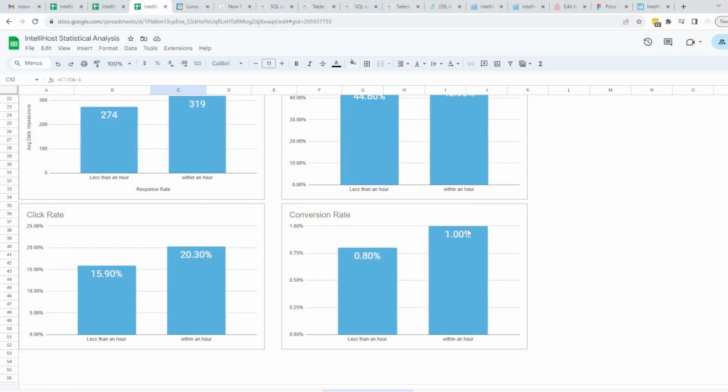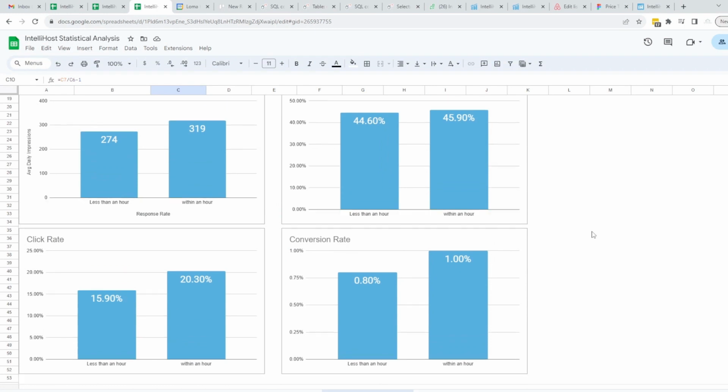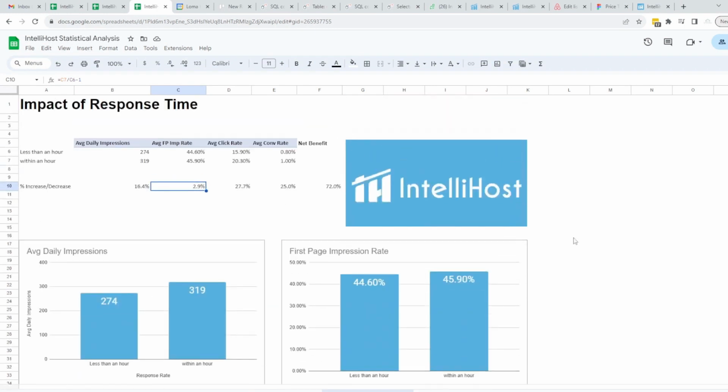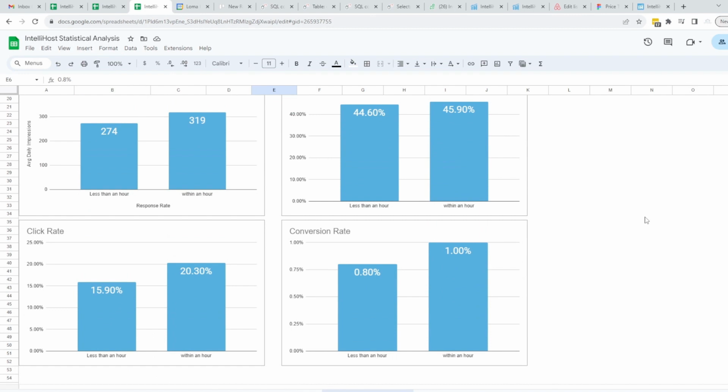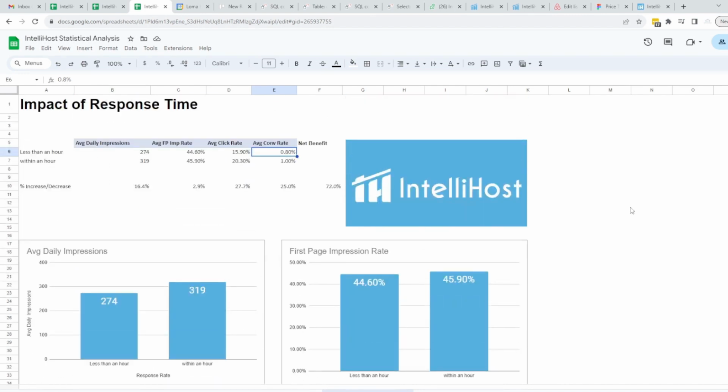But when you look at conversion rate, this is where the biggest difference comes in. And this does make a lot of sense. I mean, it makes intuitive sense. Those that take longer than an hour to respond get about a 0.8% conversion rate on average, compared to those that respond within an hour have a 1% conversion rate. So that's a 25% increase, right?